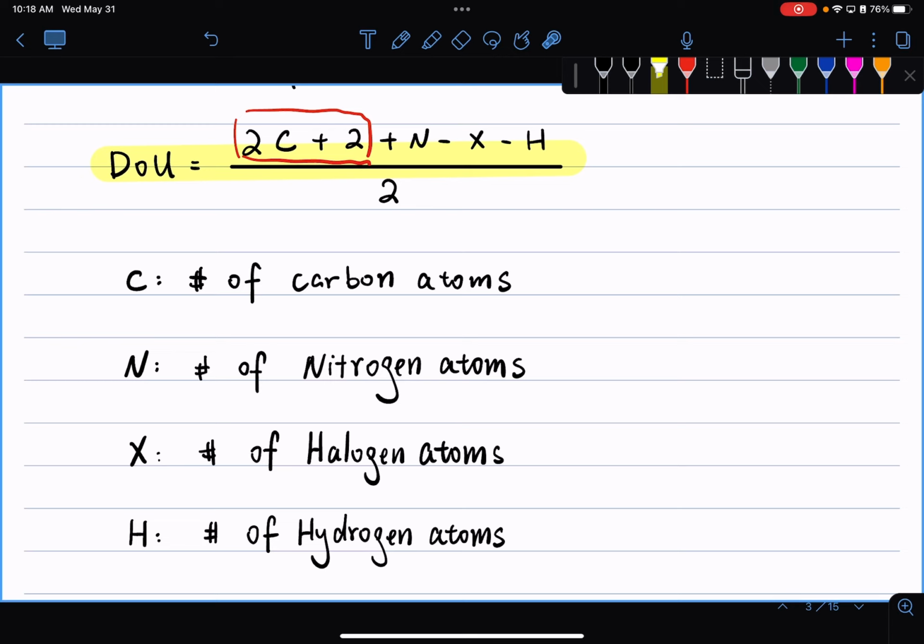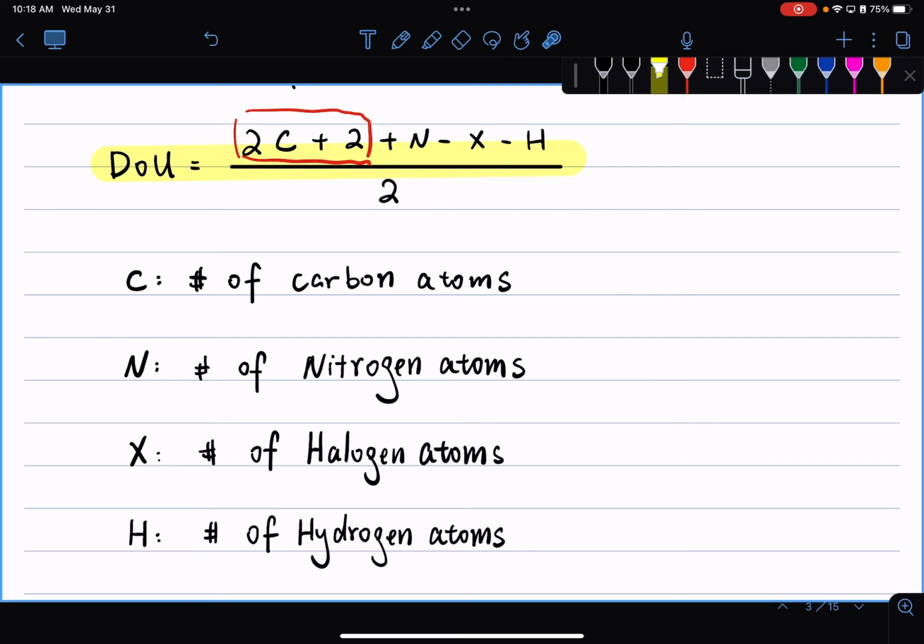And in this calculation, you'll notice that oxygen and sulfur, your group 6 elements, are not part of the formula. So your group 6 elements will not contribute to your calculation for the degree of unsaturation. All right?